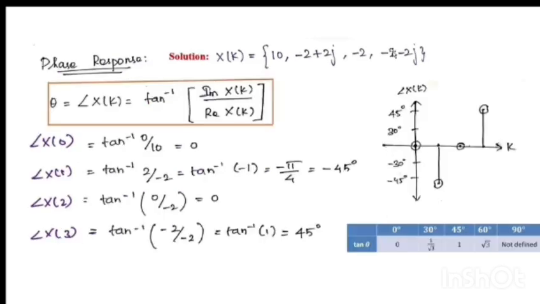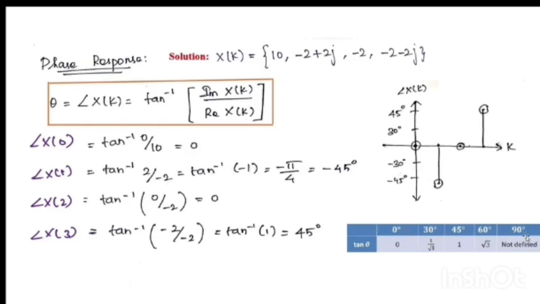Finally, we are going to calculate the phase response. The formula for phase response is nothing but theta is equal to tan inverse of imaginary value of x of k divided by real value of x of k. So first for x of 0, only real value is present, so obviously imaginary value will be 0. Tan inverse of 0 by 10 is equal to 0. For the next term, the imaginary value is 2, that is imaginary value is nothing but which is along with j. So 2 divided by real value is nothing but minus 2, 2 by minus 2. So when we cancel this, we will be ending up with tan inverse of minus 1.